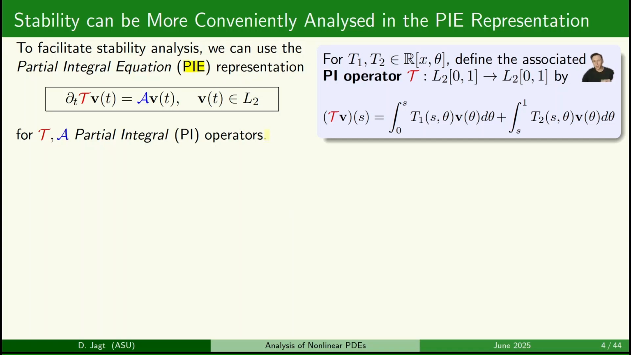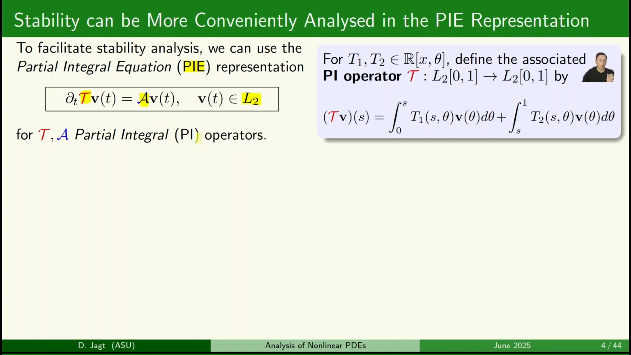So this PI representation still models the evolution of some infinite dimensional function, infinite dimensional vector. So it's still a function of space, but this state now does not have to satisfy any boundary conditions or continuity constraints. Instead, these boundary conditions will be incorporated in the operator T as well as the operator A over here, so that this PI representation is parameterized by two operators.